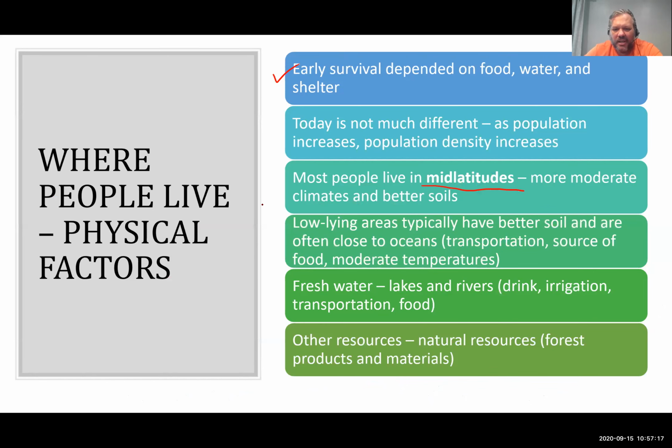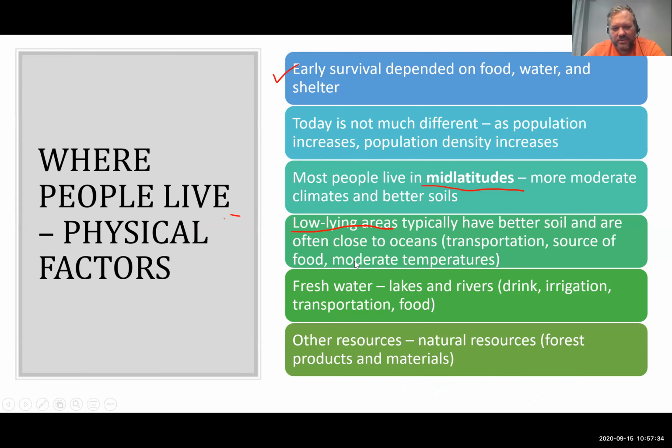So let's go back. Low-lying areas are another physical feature that people would look at, and that's because they have better soil and they're often close to oceans, which is good for multiple things: transportation, food.